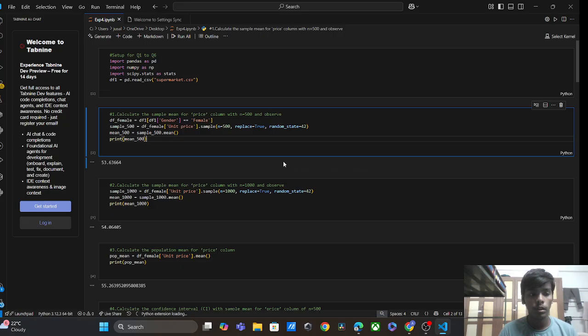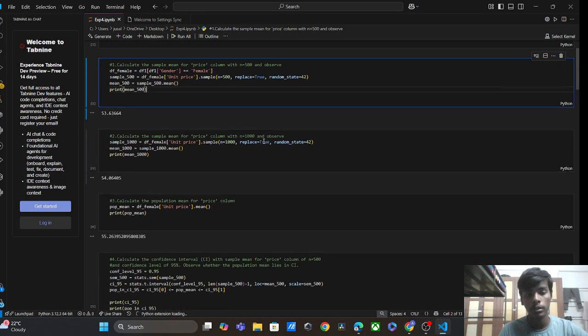For question number 1 and question number 2, we first take data from supermarket.csv and filter it for females. For Q1 we calculate the sample mean of unit female price with 500 samples, and for question 2 with 1000 samples. Sampling helps users understand how the mean changes with the sample size. The larger the sample, the closer we get to the true population mean.